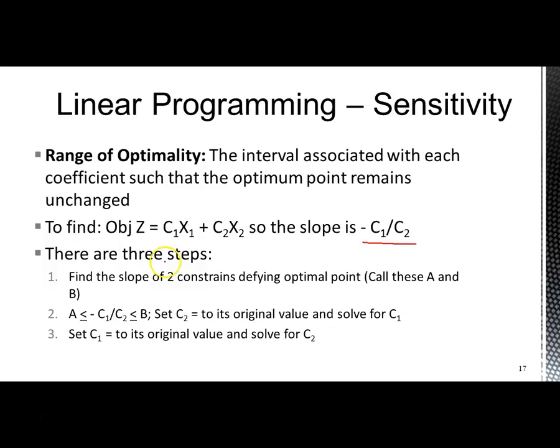So there are three steps. One, find the slope of the two constraints that define the optimal point, and call these a1 and b. Set a1 less than or equal to the slope of the objective function less than or equal to b. Then set c2 equal to its original value and solve for c1. Again, set c1 equal to its original value and solve for c2.